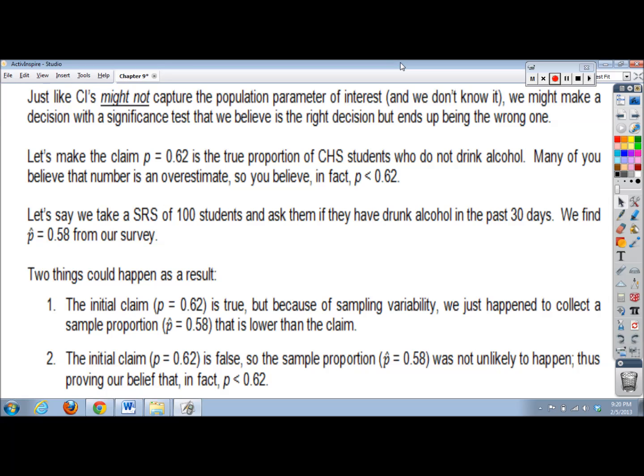That's okay. Or our initial claim of 62% is false, so that our 58% that we got was not unlikely to happen, thus proving our belief that in fact our population proportion really should be less than 62%. Maybe 58% is far enough away from 62% that we would really wonder, is 62% really right? So those are two things that could happen. We either still go along with our initial claim, or we can reject it and say, no, it's got to be wrong.